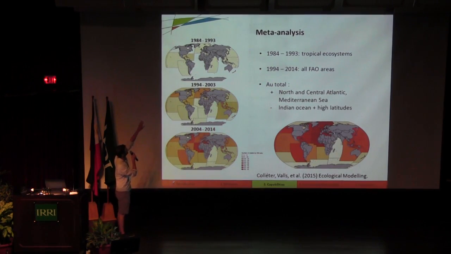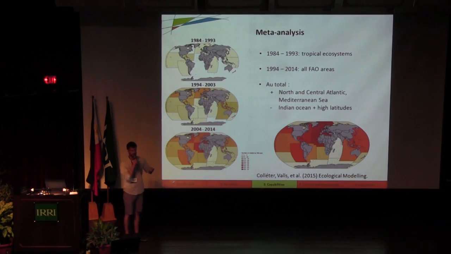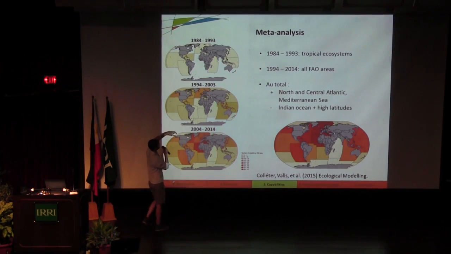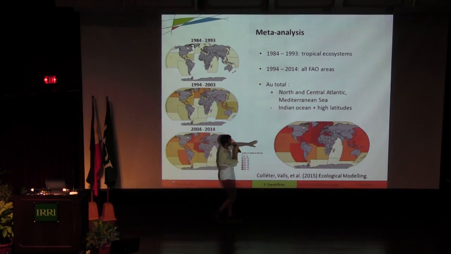You can see that in the first decade, from 1984 to 1993, it was mostly focused on tropical ecosystems, mainly because it was developed here at ICARN, with a focus on tropical systems. After that, from 1984 to 2014, it has covered pretty much every area of the world. There is an EcoBase model in every FAO area, at least one. There are still some areas that are not very well represented.